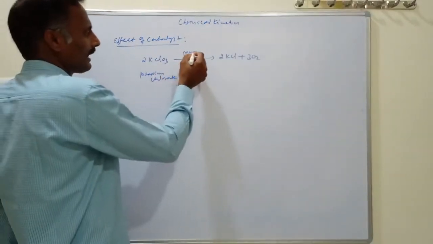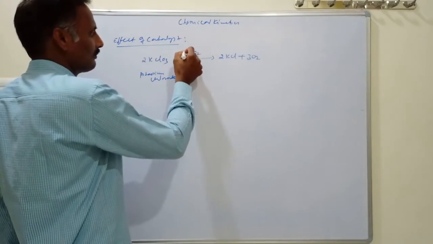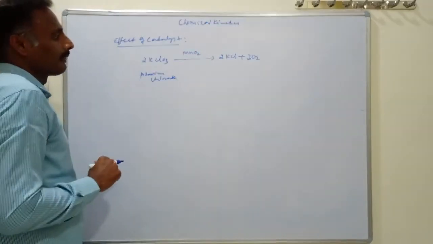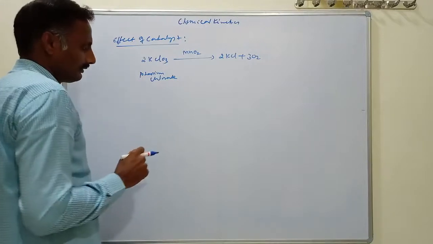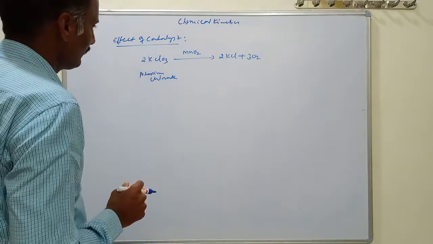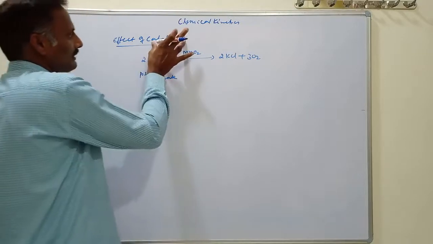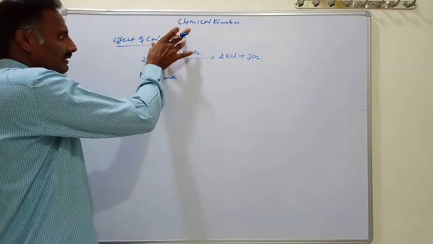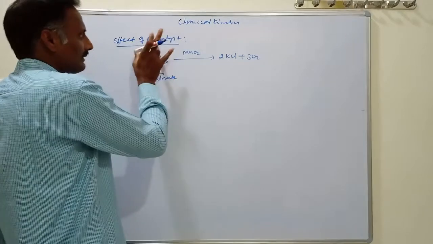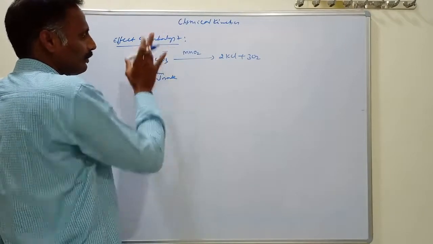Here, manganese dioxide acts as a catalyst. This is MnO2 acting as a catalyst for this reaction. Then similarly, according to the catalyst theory here, a catalyst is a chemical substance which increases the rate of reaction without undergoing any chemical change, but it takes the reaction in a new path.